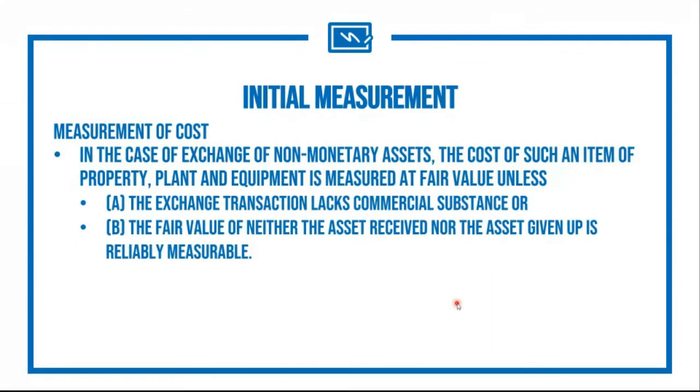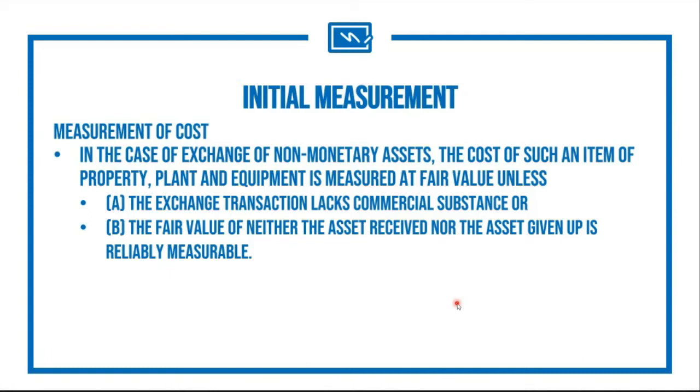Next, in the case of exchange of non-monetary assets, the cost of such an item of PPE is measured at fair value unless, letter A, the exchange transaction lacks commercial substance, or letter B, the fair value of neither the asset received nor the asset given up is reliably measurable. So according to the provision, what if you acquired your PPE and the amount that you exchange for this particular PPE is not cash? This means that you exchange it for non-monetary items. So the question there is, what are you going to do? What you're going to do is to determine first whether there is a commercial substance and whether the fair values are available, because for different scenarios, there will be different treatments also.